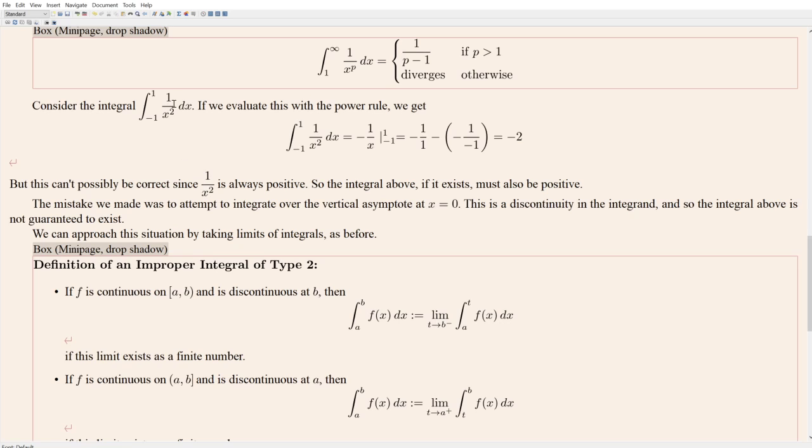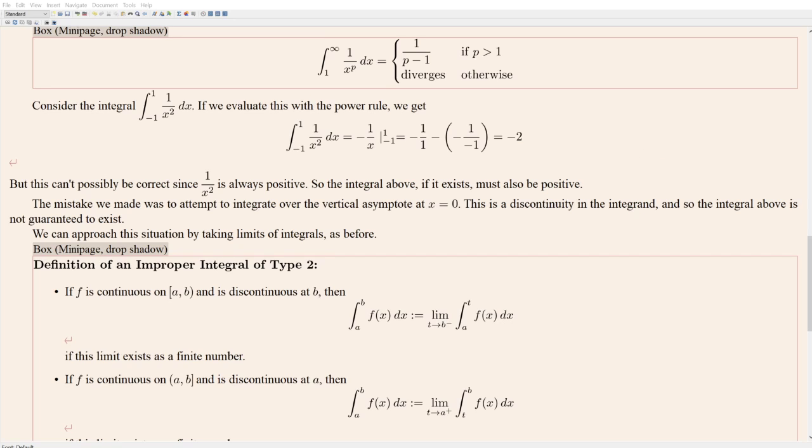So the integral of this thing should also be positive, right? You're taking an area of a curve which lies above the x-axis. So that would be positive by definition. And yet, here we have somehow obtained a negative number. And we didn't make any mistakes. Didn't make any arithmetic mistakes, at least.